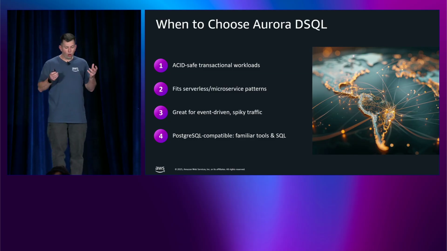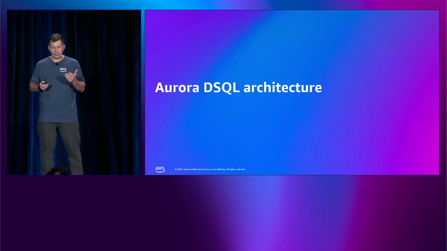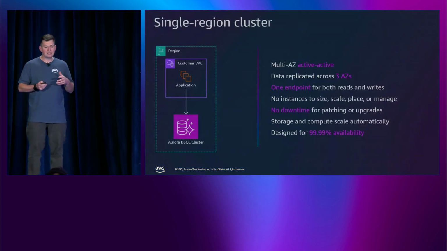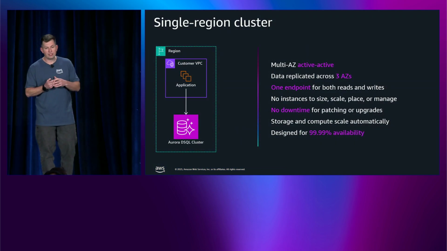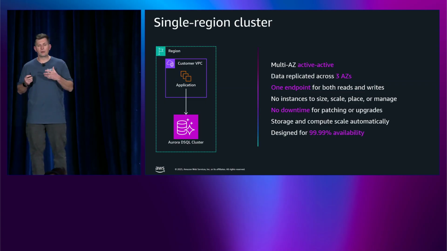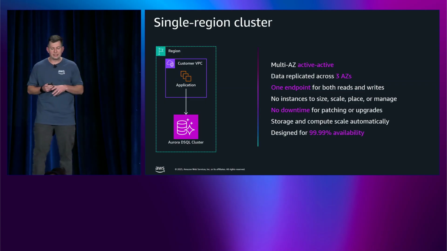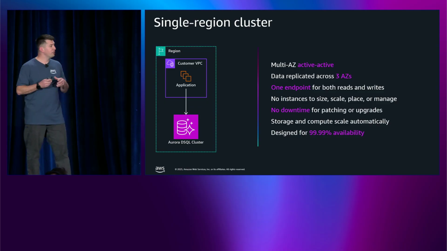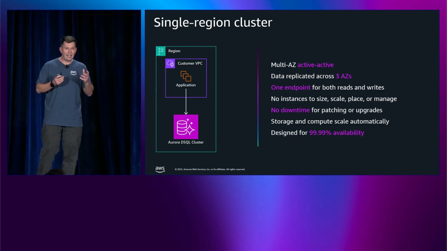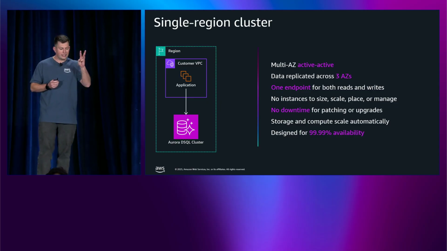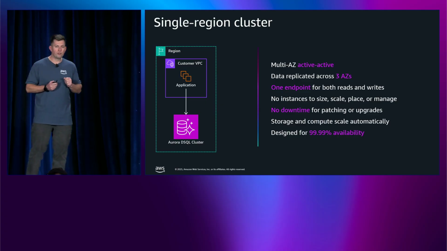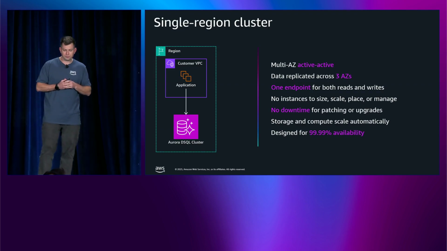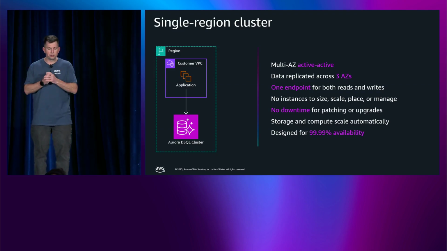Now, this all sounds pretty interesting, but how exactly are we achieving all this? For that, let's dive into the design of DSQL. And we will start with the single region cluster. A single region cluster is an active multi-writer cluster distributed across multiple availability zones. The data is replicated across 3 zones. You have one endpoint for reads and writes. It supports them simultaneously and concurrently, and you don't have any instances to provision.